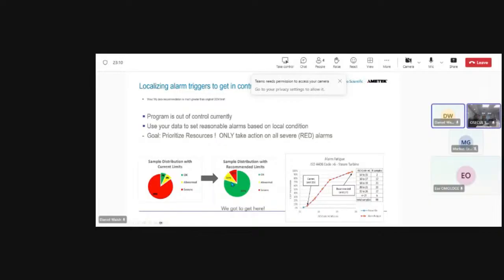Using OEM limits or some limits that are not real world is not effective. Once you start your program, you have to get yourself to a point and set the alarms so that you are in a Pareto approach where 80% of your samples are manageable and the 20% need work. You have to do that because you have to prioritize your resources. You only want to take action on the worst samples out there.